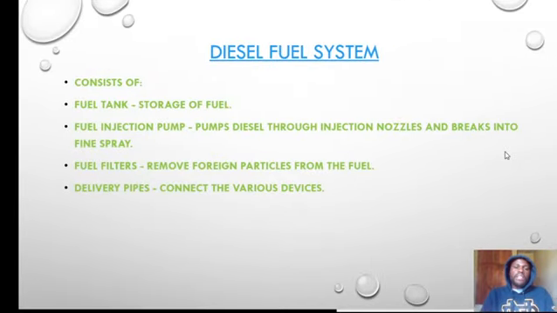Now the second one is the diesel fuel system, and this one of course consists of the storage tank. We also have the injector pump, and this is what replaces the carburetor for the diesel system. The fuel injector pump will pump, or push, the diesel into the injector nozzles, and thereafter it breaks it into fine sprays. It converts the liquid diesel into sprays or fumes.